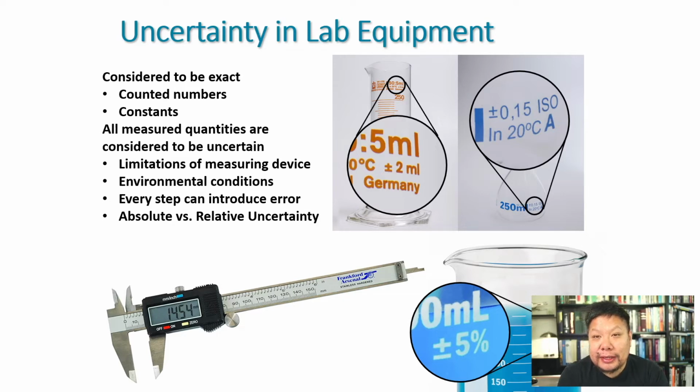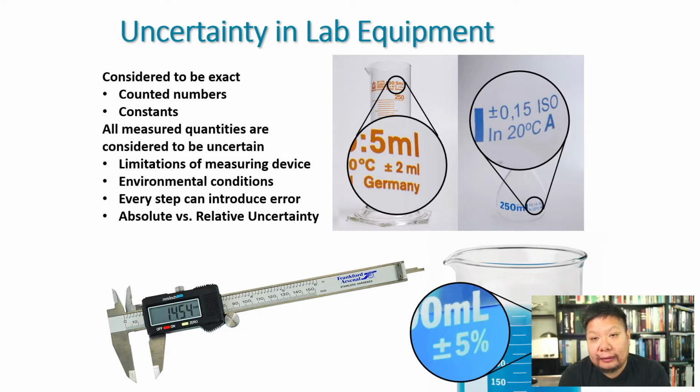And the graduated cylinder says that the uncertainty is plus or minus 2 mils for a 250 mil graduated cylinder, which is great, right? Well, not great, but at least it's not a relative uncertainty. This would be called an absolute uncertainty. And an absolute uncertainty doesn't change with the volume like the relative uncertainty does. So that's a good thing.